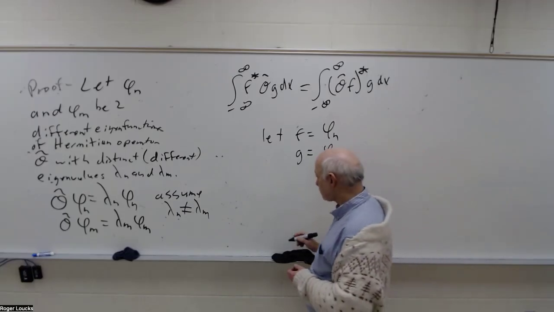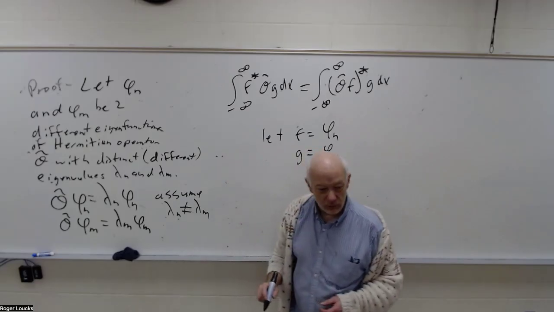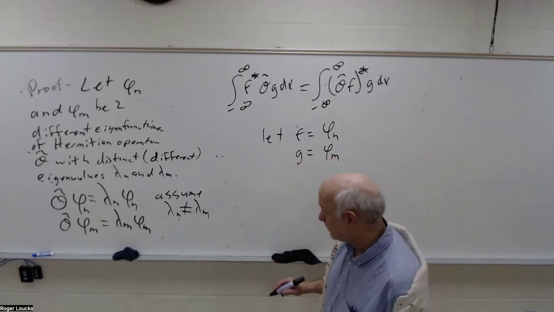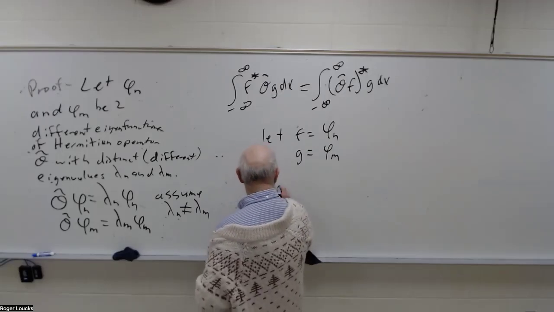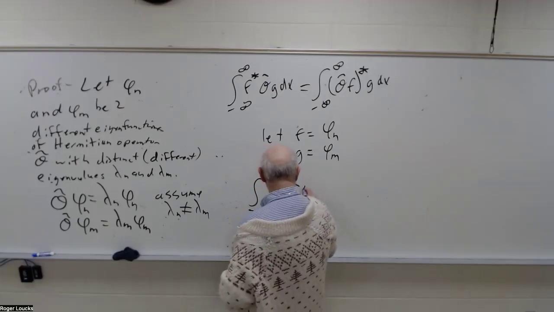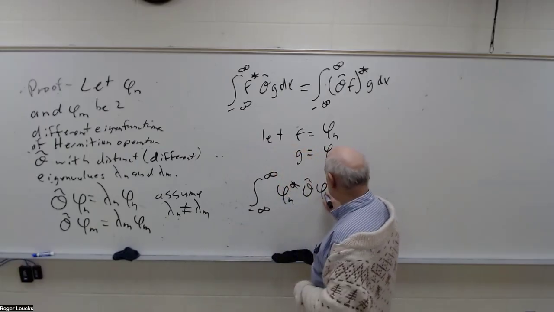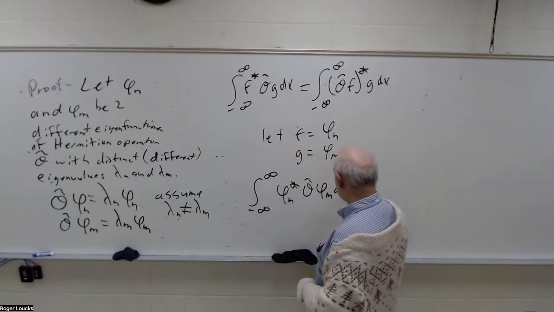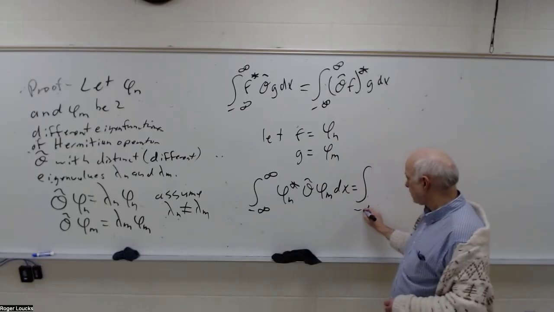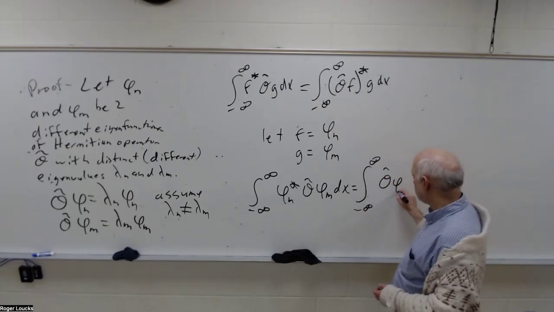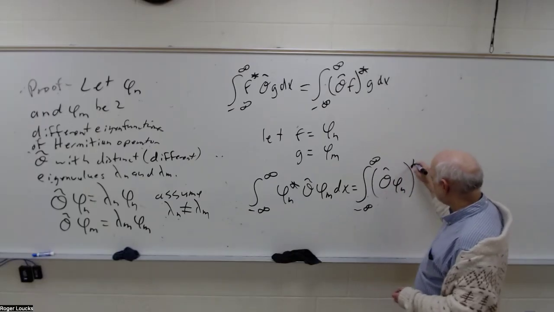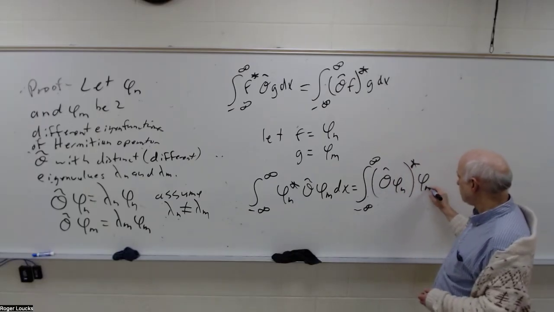Let's put them in here. Phi n star, O acting on phi m dx, equals the integral from minus infinity to infinity of O acting on phi n, complex conjugate, phi m dx.